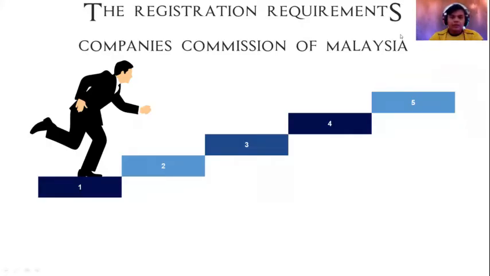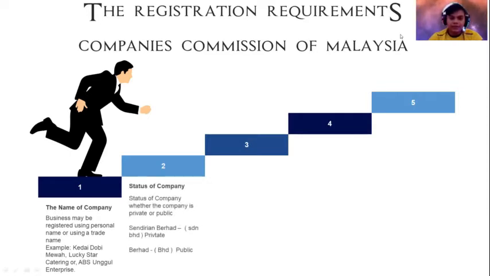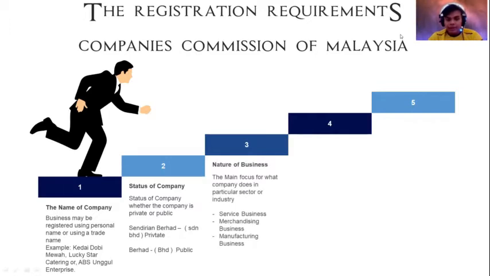So the registration requirements are six. First, the name of the company. The name may be registered using a personal name or a trade name. Then the status of the company, whether it is private or public. The nature of business, the main focus of what the company does in a particular sector or industry, which is either service business, merchandising business, or manufacturing business.